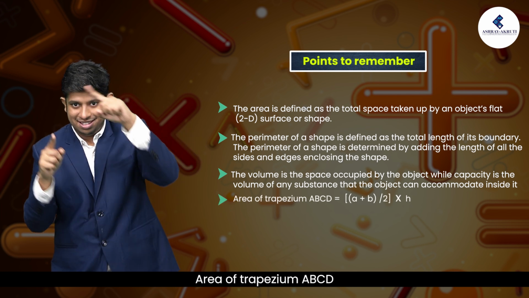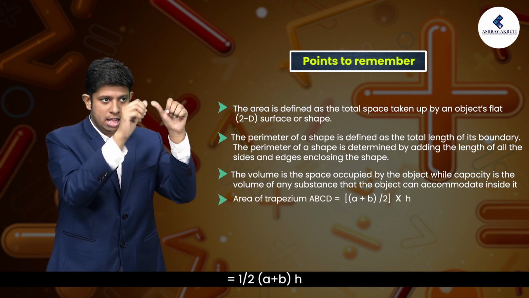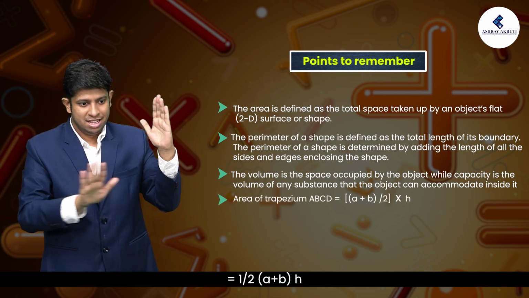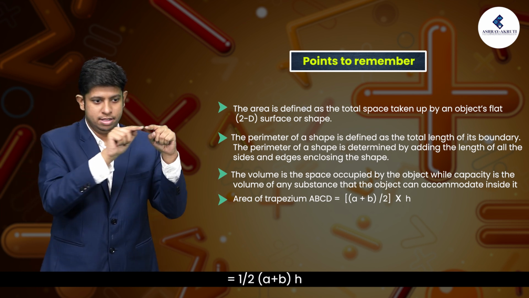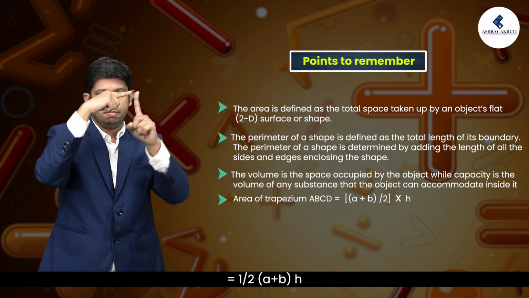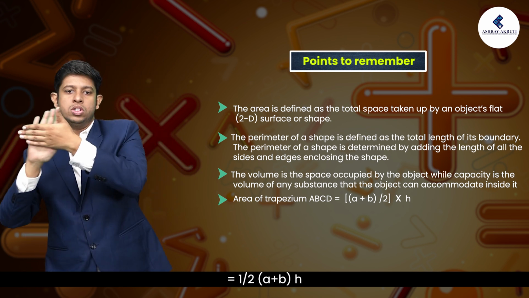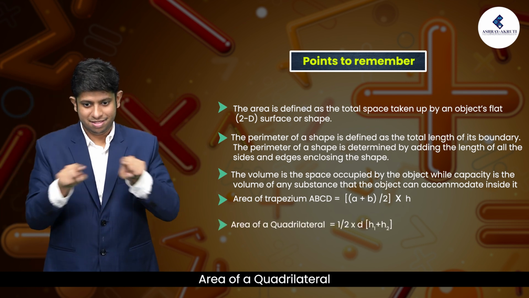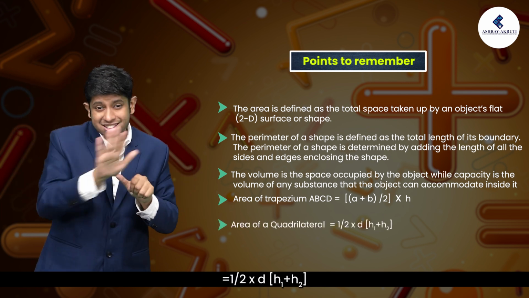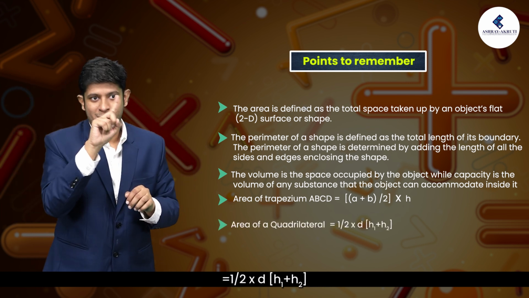Area of trapezium ABCD is equal to half into a plus b into h. Area of quadrilateral is equal to half into d into h1 plus h2.